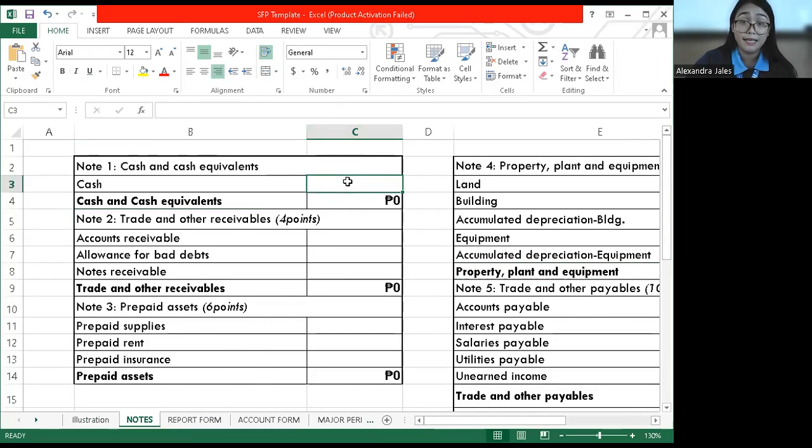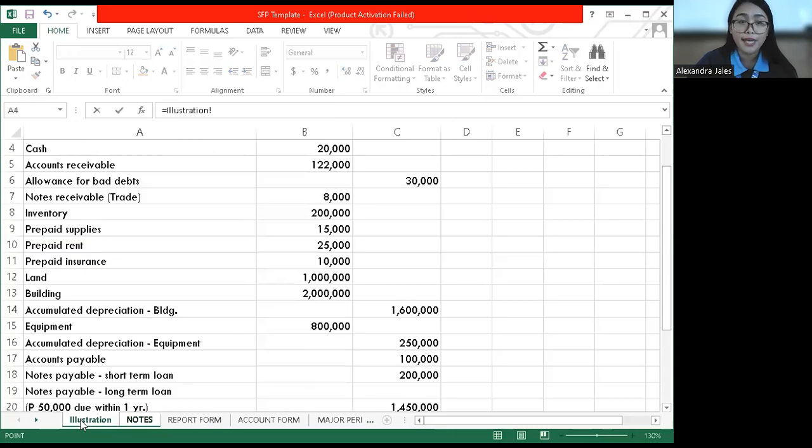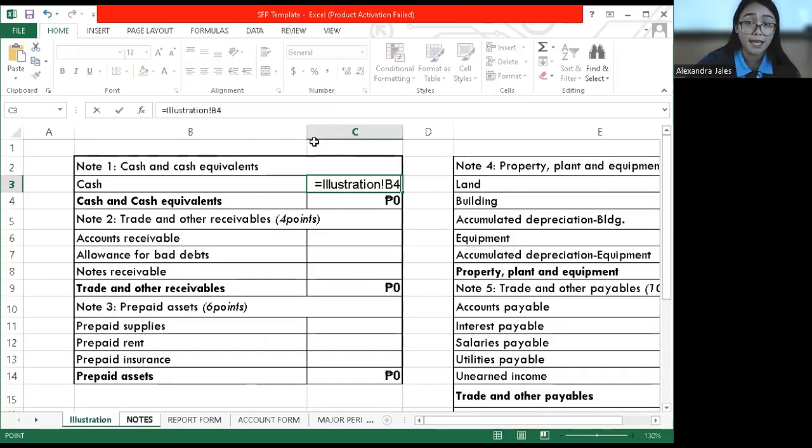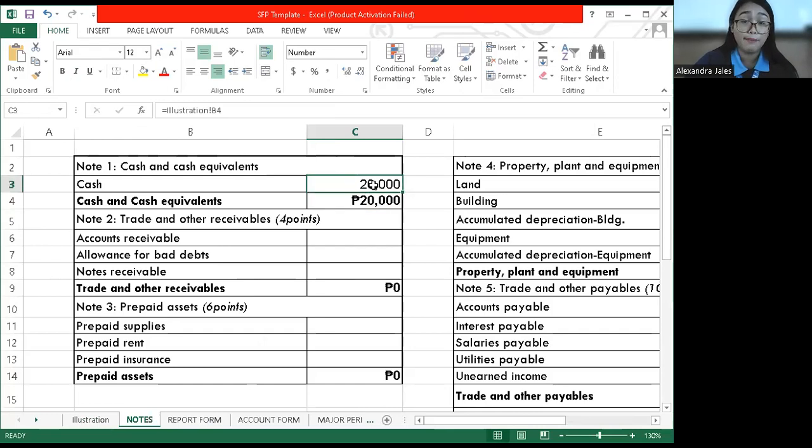So kindly get your pen, of course. You're going to write the following accounts in here. But in my case, I will just automatically select the cell which it belongs to, or the appropriate amount for each of these accounts. For your cash, how much is your cash? So for your cash, we have here 20,000. So that's what I'm going to select here, and that will be the amount in here.